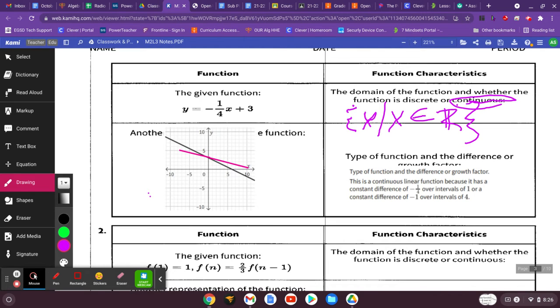My goodness. The other type, it's explicit. It is not recursive. There we go.